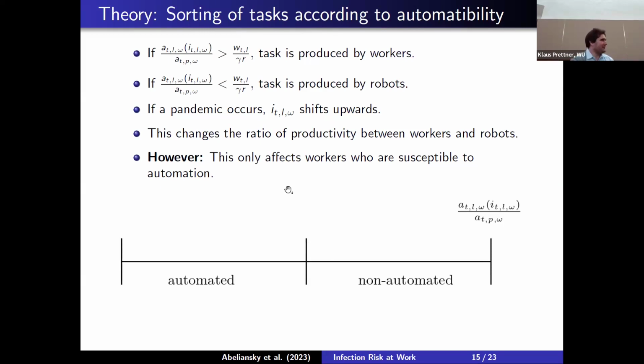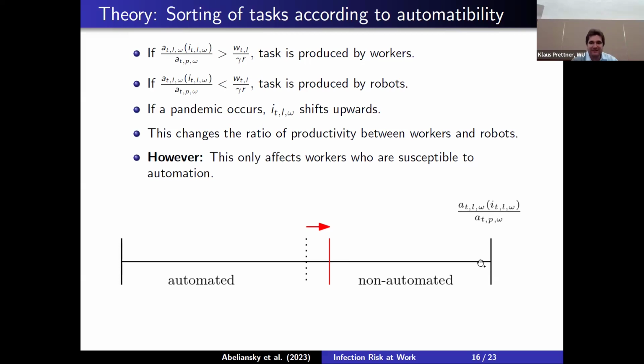And now a pandemic occurs. So that's kind of the exogenous shock that happens. And when this pandemic occurs, this affects the productivity of humans, but does not affect the productivity of robots. So what we would have then is the pandemic occurs, infection risk increases, relative productivity of robots increases, and therefore this would shift this threshold upwards. The share of automated tasks would increase, and the share of non-automated tasks would decrease, and on the margin, this is the extensive margin of the production choice, you would have more tasks that are performed by robots then.